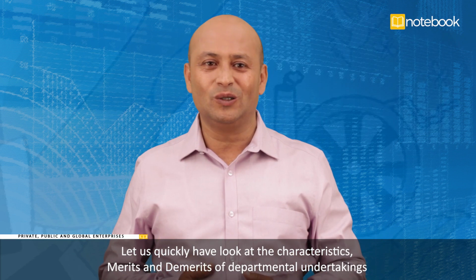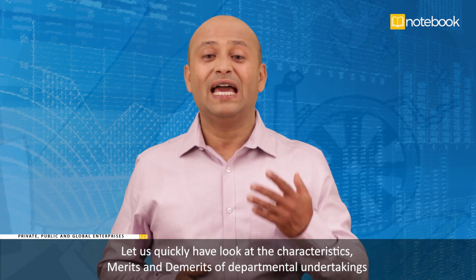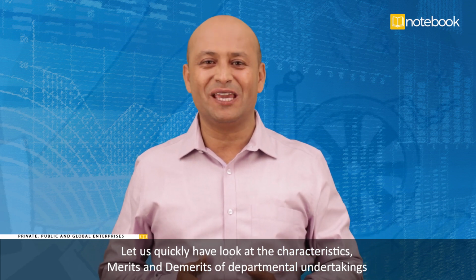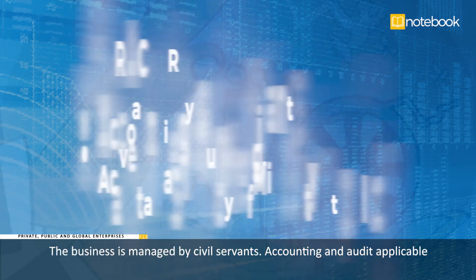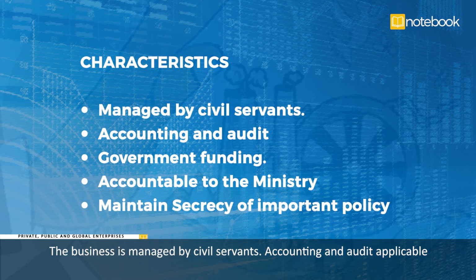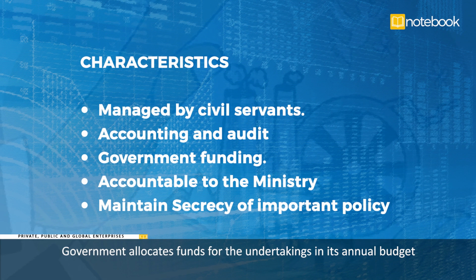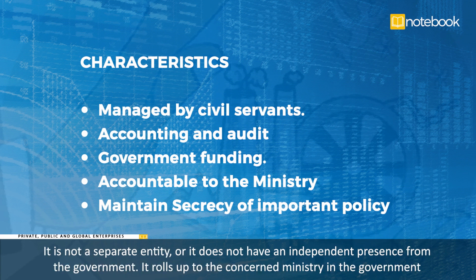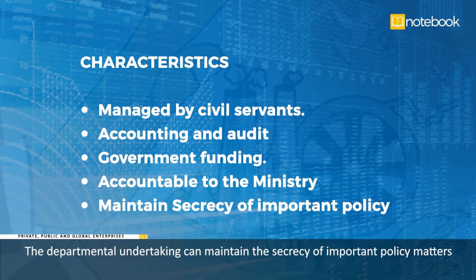Let us quickly have a look at the characteristics, merits and demerits of departmental undertakings. The business is managed by civil servants. Accounting and audit are applicable. The government allocates funds for the undertakings in its annual budget. It is not a separate entity, and it does not have an independent presence from the government. It rolls up to the concerned ministry in the government. The departmental undertaking can maintain the secrecy of important policy matters.